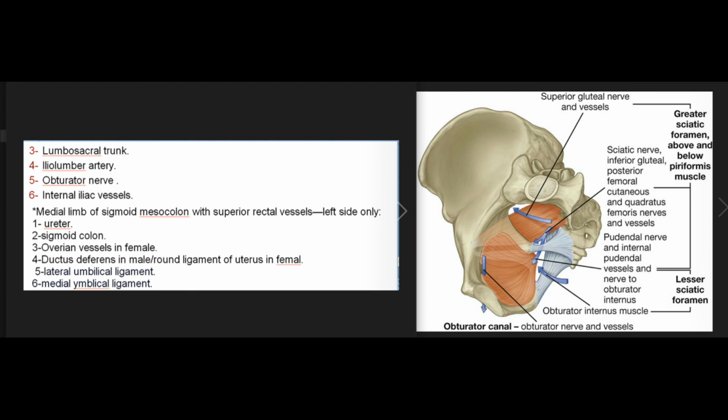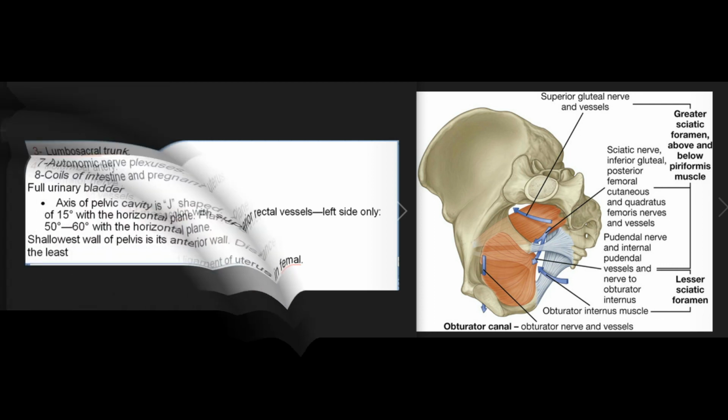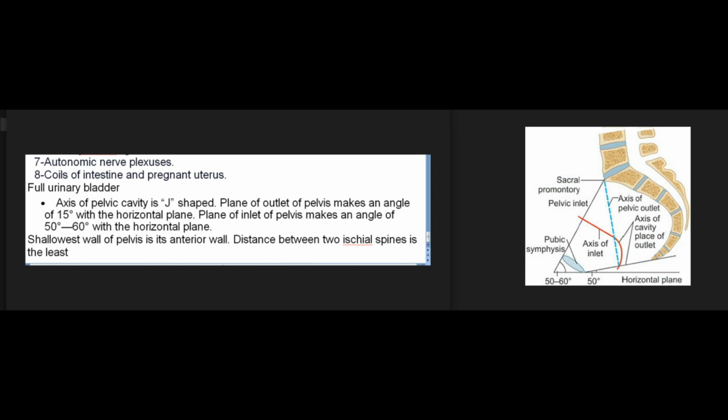Medial limb of sigmoid mesocolon with superior rectal vessels, left side only: 1. Ureter. 2. Sigmoid colon. 3. Ovarian vessels in female. 4. Ductus deferens in male/round ligament of uterus in female. 5. Lateral umbilical ligament. 6. Medial umbilical ligament. 7. Autonomic nerve plexuses. 8. Coils of intestine and pregnant uterus.